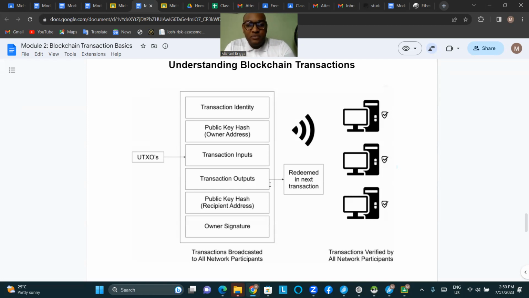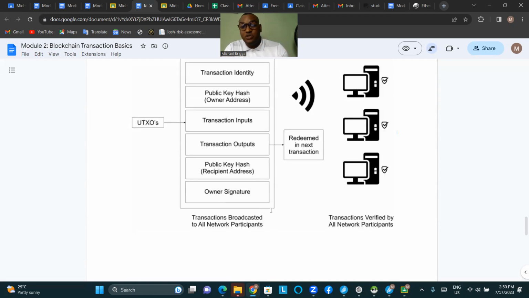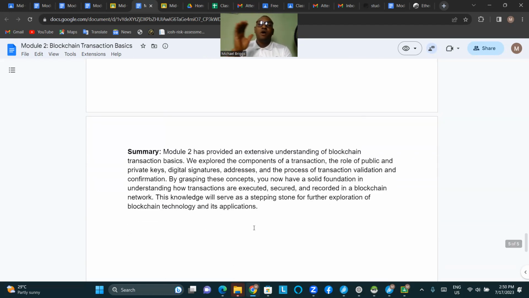Okay, so from this picture, we've been able to see basically all we've talked about. The private key, remember, is very important. You have to keep it safe, because without it, you cannot decrypt the information or money sent to your wallet address. Okay, so in summary, this module has provided us with an extensive understanding of blockchain transaction basics, and we've been able to explore the components of a transaction, the role of public keys and private keys, digital signatures, addresses, and the process of validation and confirmation of transactions.